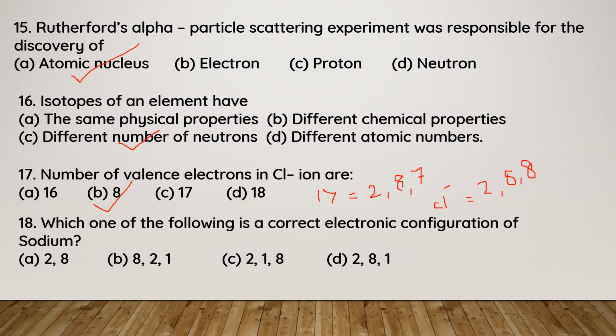18th question. Which one of the following is the correct electronic configuration of sodium? 2, 8; 8, 2, 1; 2, 1, 8; 2, 8, 1. 2, 8, 1 is the correct form. So that you can also do in your textbook.